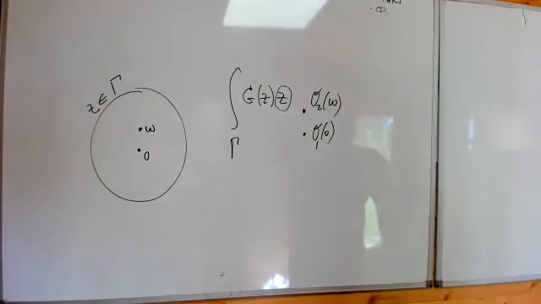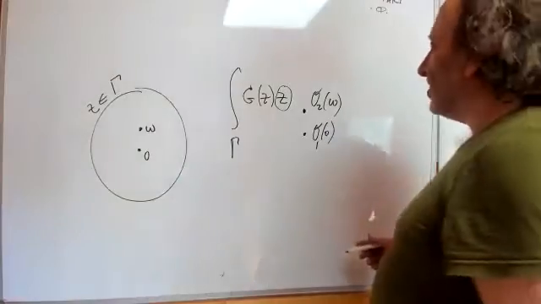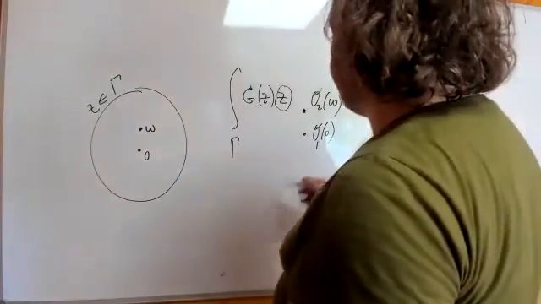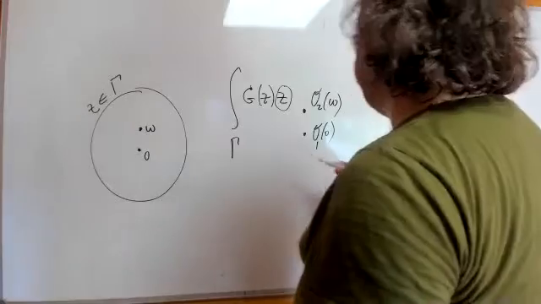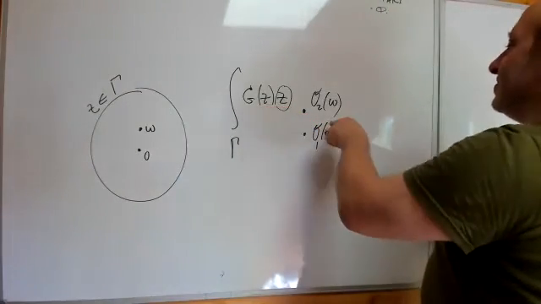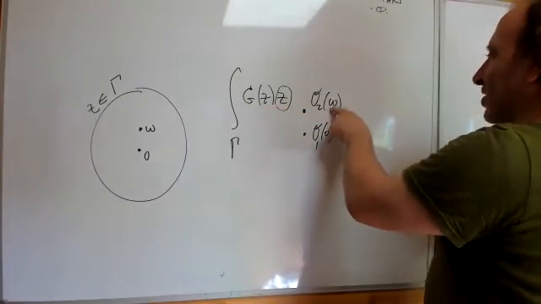So let us make a typical integral, a model integral. The model integral would be one that involves the pole of G of Z with both 0 and W.